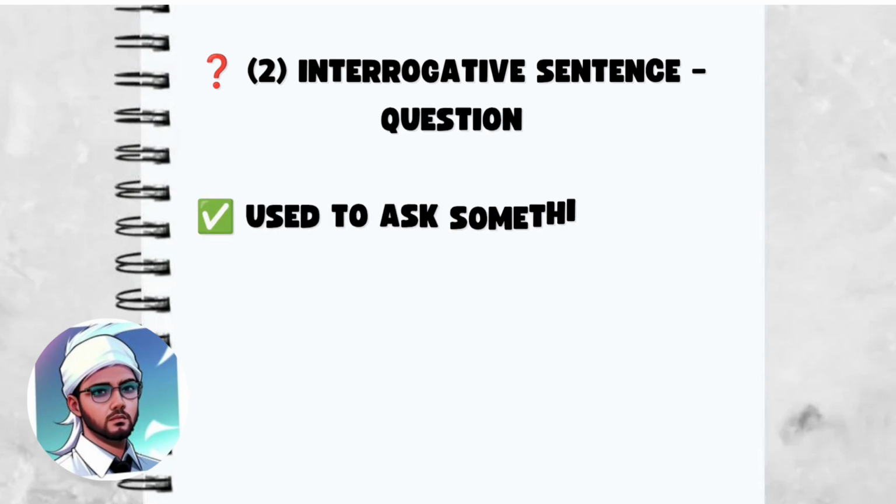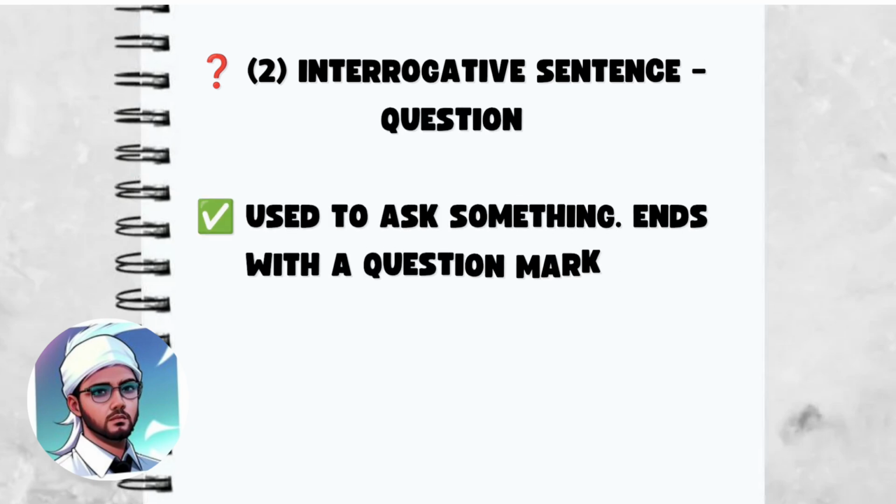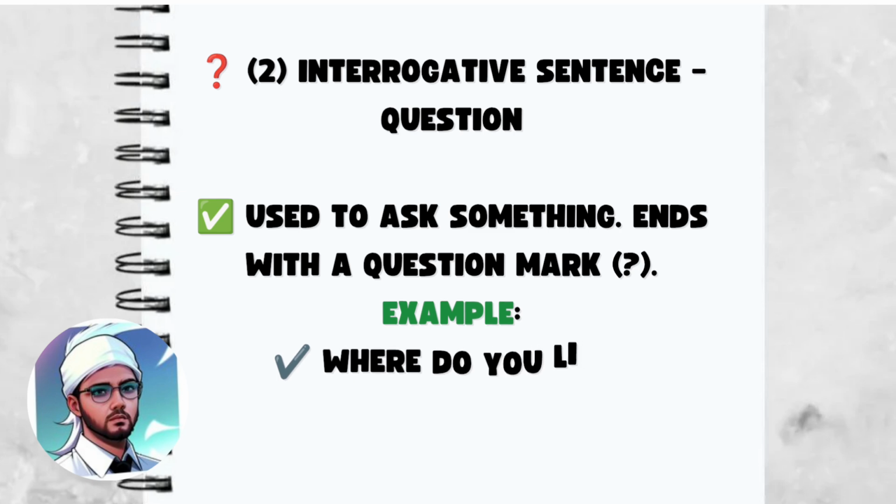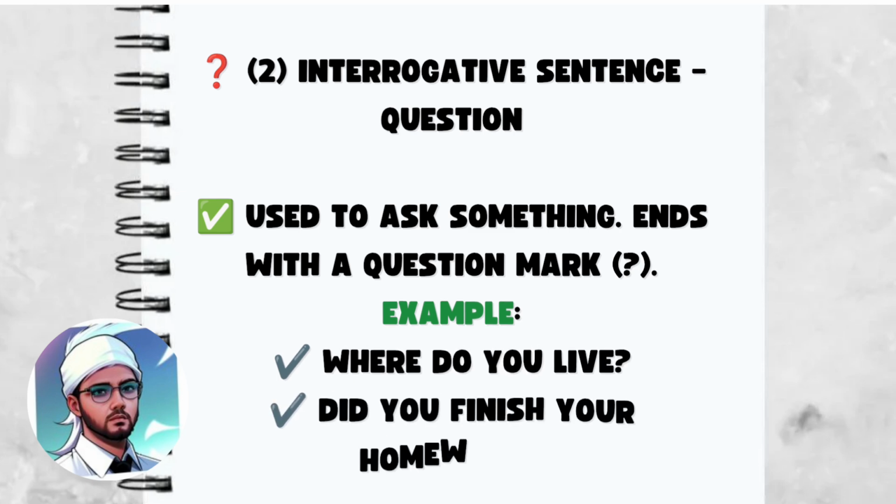Number 2, interrogative sentence, questions. Interrogative sentence means all question sentences. Use it to ask something, ends with a question mark. Example, where do you live? Did you finish your homework?